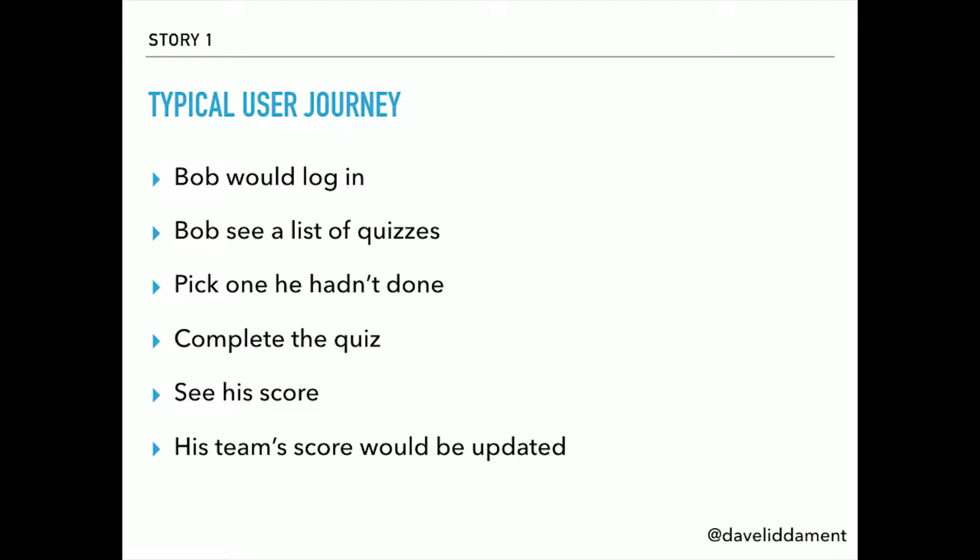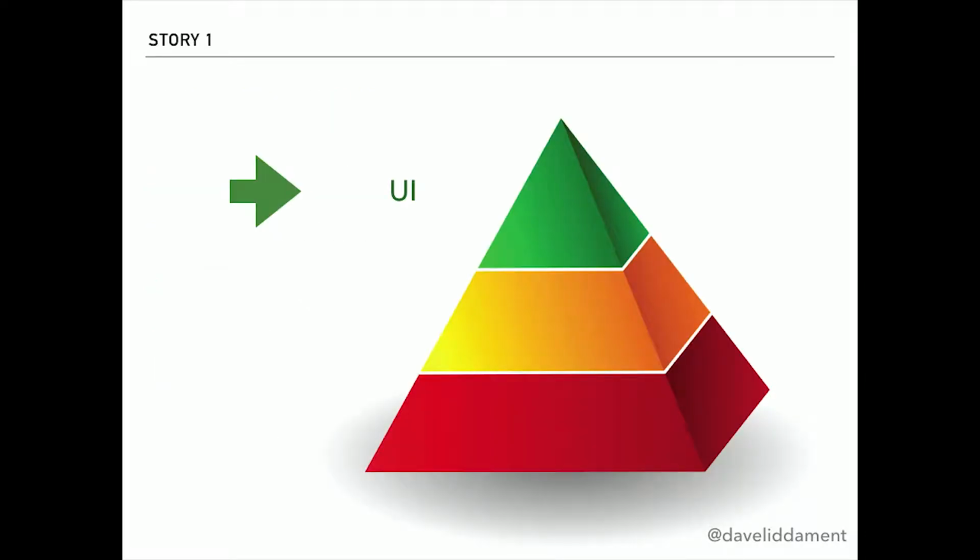So typically, a user journey would be Bob wants to participate in a quiz, so he would log in, he would see a list of quizzes, he would pick one he hadn't done, he would complete the quiz, he would see his score, and his team score would be updated. Now, initially, we had lots and lots of code written, and we were doing all our testing via the web interface manually. And it turned out this was quite painful, so we had to start automating it, because it was just taking too long to test manually via the user interface.